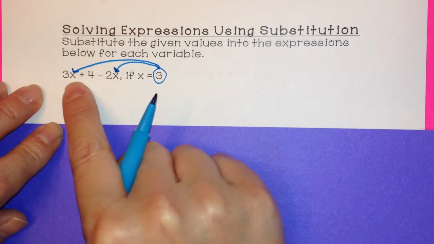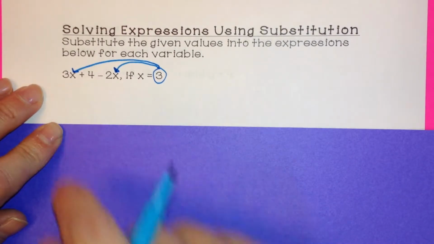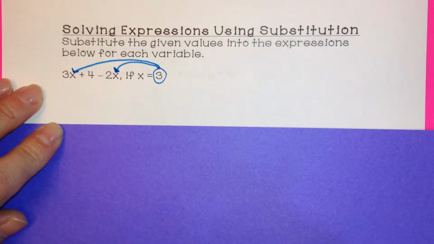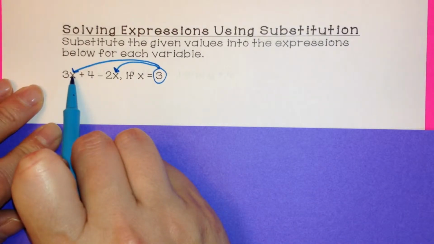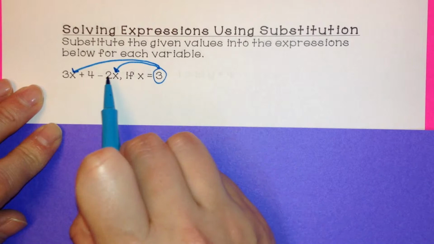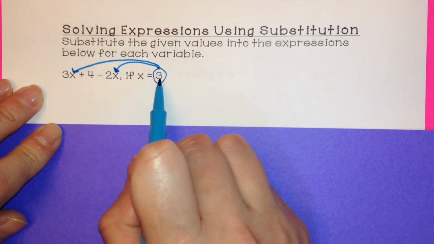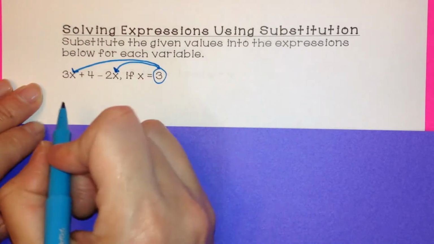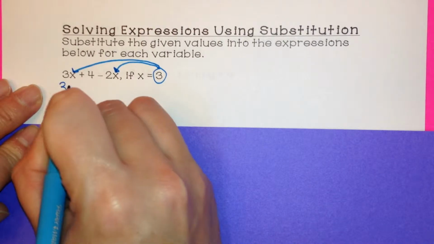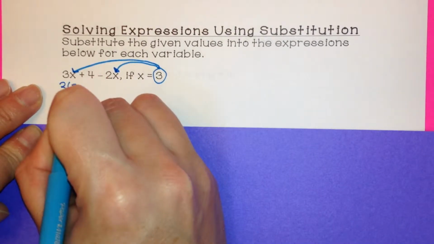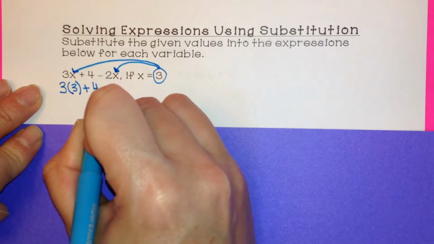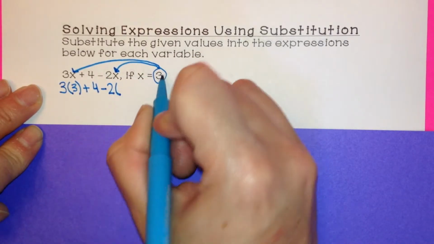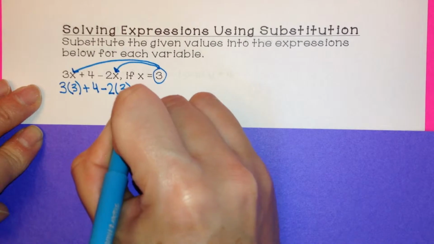Whenever you have a number and a variable right next to each other without anything in between, it means that they're being multiplied together. So this will be 3 times whatever the x value is, in this case 3, and 2 times the x value, which is 3. I'm just going to write it below. We have 3 times x, which is 3. Bring down the plus 4, minus 2 times x, which is 3.